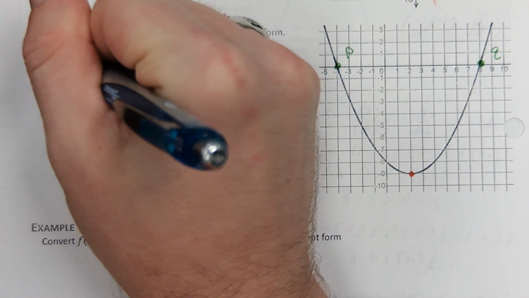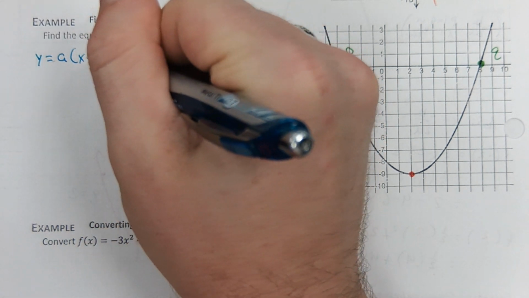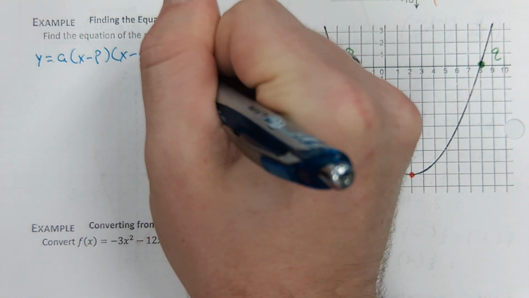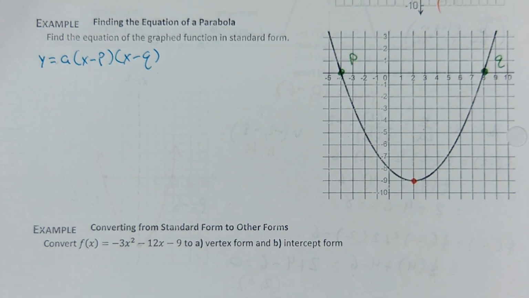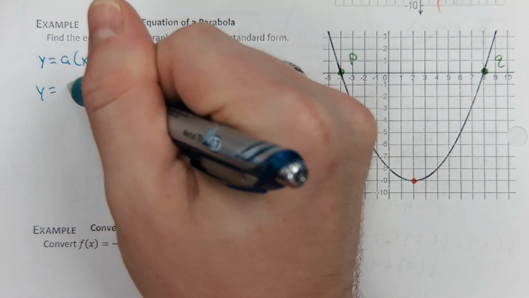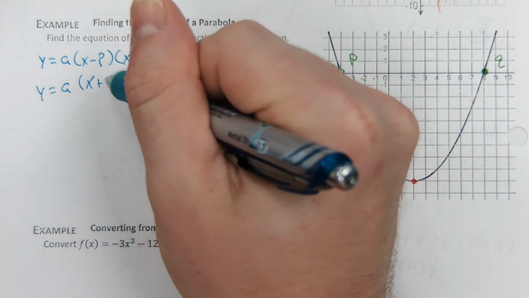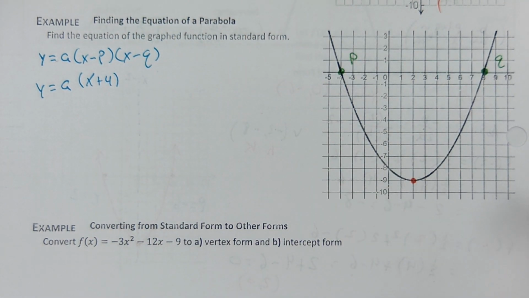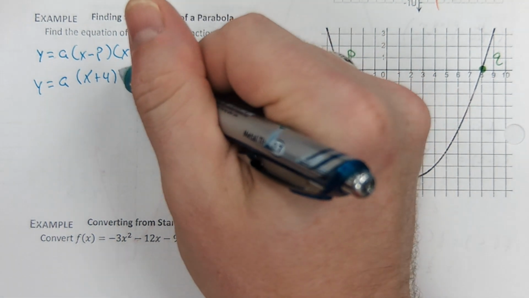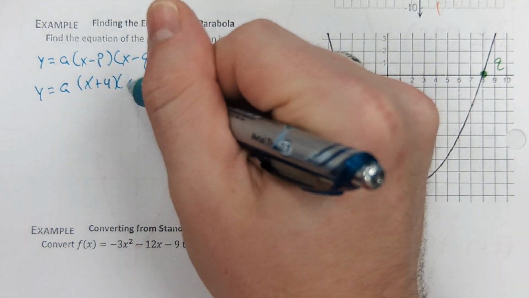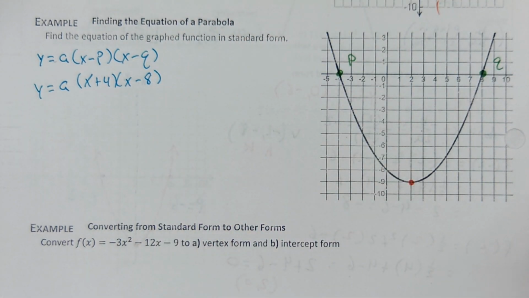F of x or y equals a times x minus p times x minus q. I don't know a, but I do know p is -4, so that's x minus -4, which gives me x plus 4. And q is +8, so x minus 8. I need to be able to find a, though. How do we find a?